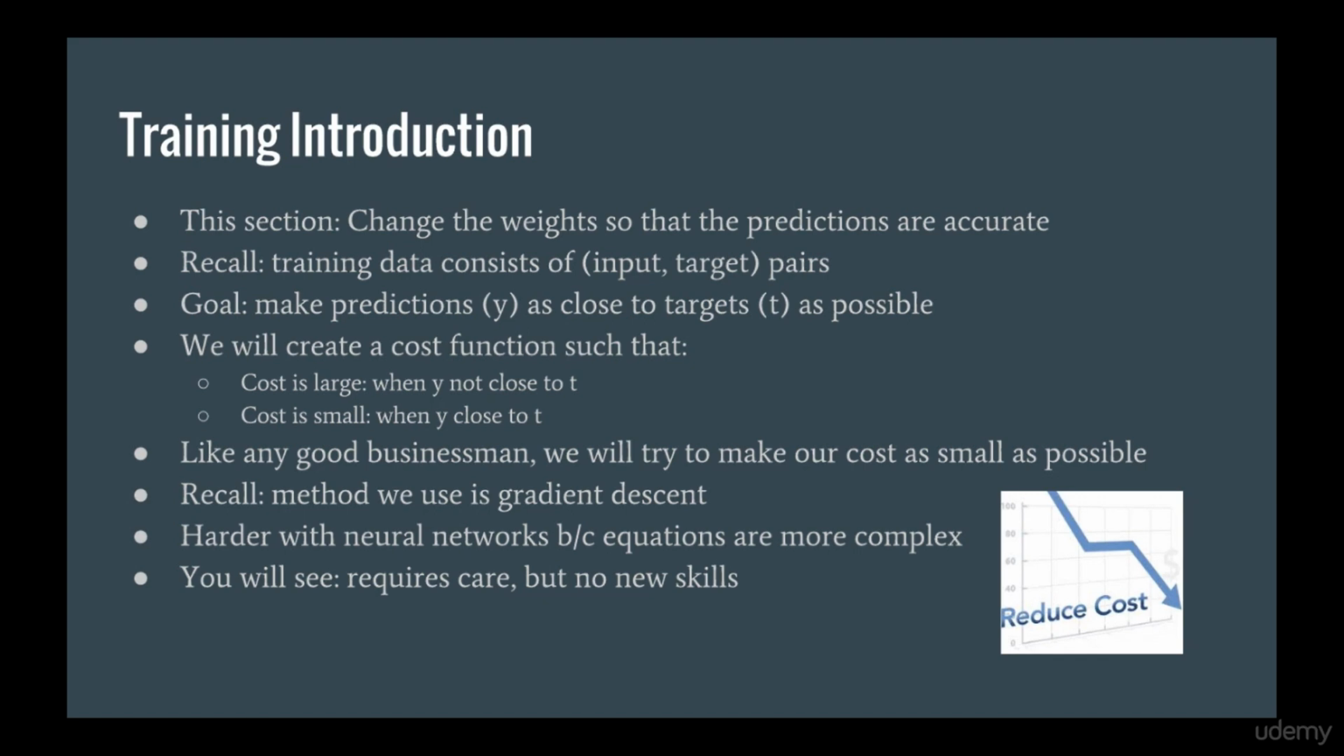If you recall from logistic regression, the idea is your training data will consist of input and target pairs. Your goal is to make the predictions as close to the targets as possible. The way that we do this is we create a cost function. The cost is large when the predictions are not close to the targets, and this cost is small when the predictions are close to the targets. And so like any good businessman, our goal is to make our cost as small as possible. If you recall, the method we use to achieve this is called gradient descent. Gradient descent is a little harder with neural networks because the equations are more complex, but you'll see that as long as you're careful with each step, the derivations don't require any new skills.